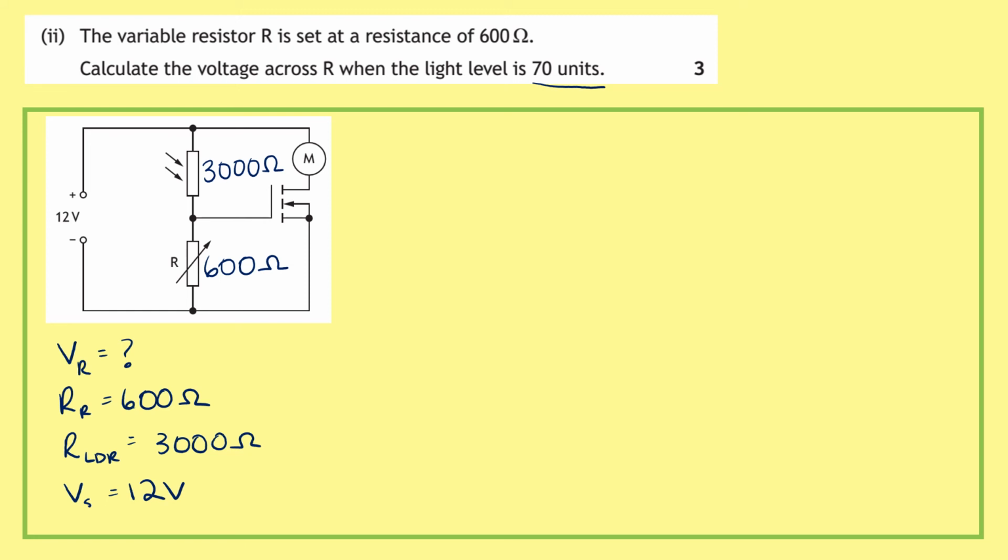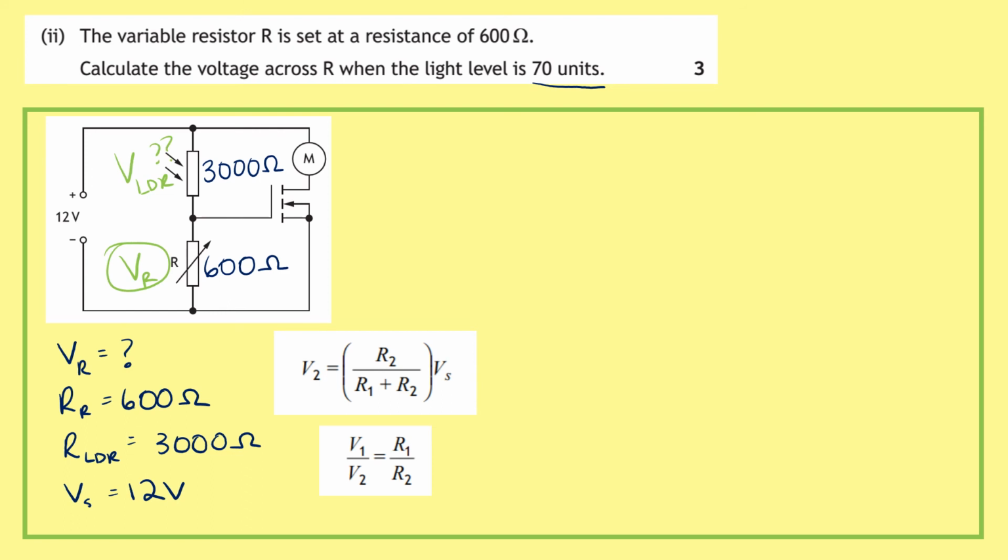When we look at our equation sheet, to figure out our voltage, there are 2 possible equations we could be using. We can see that there's V2 equals R2 over R1 plus R2 multiplied by Vs, or V1 over V2 equals R1 over R2. Sometimes it can be difficult to spot which one we should be using, but in this case, we can see that we do not have our second voltage. We want to be working out this VR. This is what we want, but we don't have V of the LDR. We don't know what that is. So we can't use this second equation just here. We have to use the first one.